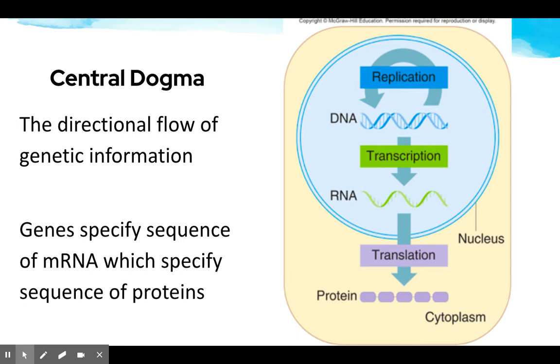So there's a central dogma that goes along with molecular biology and genetics. It basically describes this directional flow of genetic information. It states that there are genes in our DNA that specify a sequence of mRNA, which then specifies a sequence of proteins. So it's a kind of unidirectional process of, I guess, gene translation.